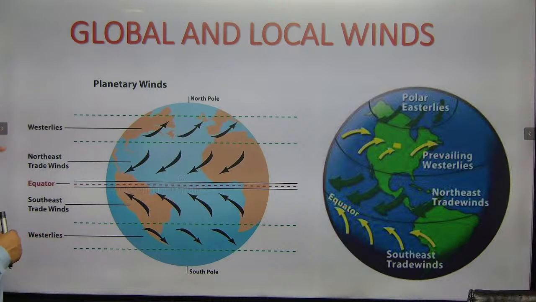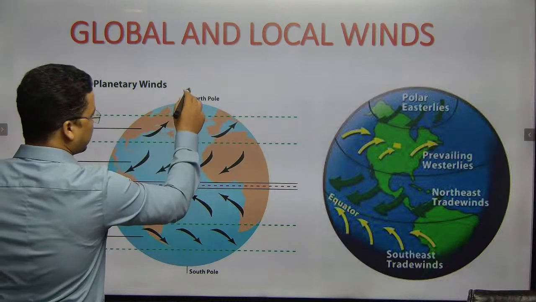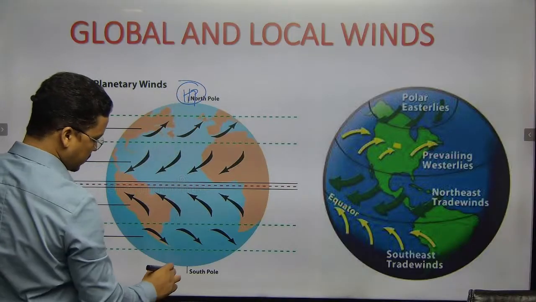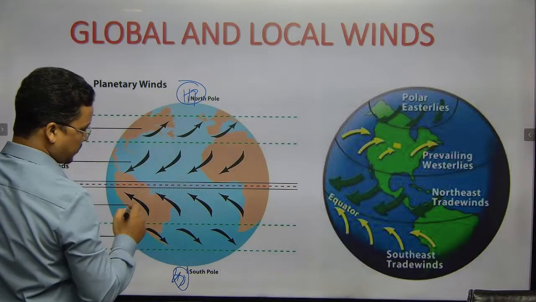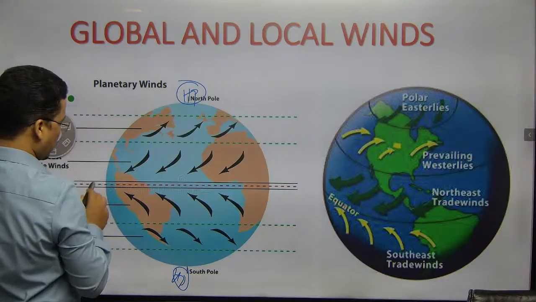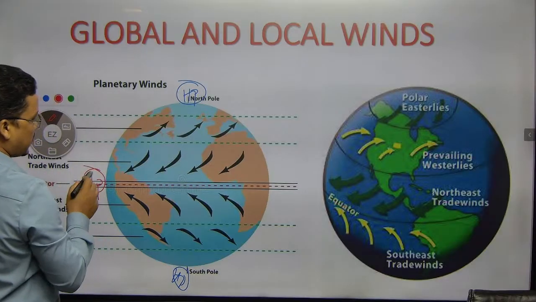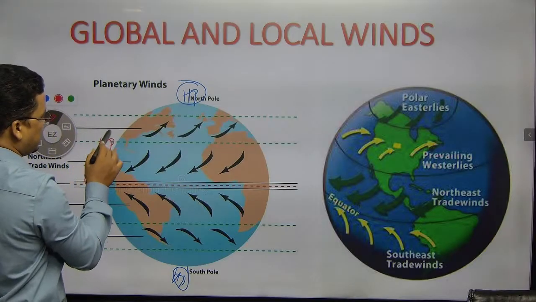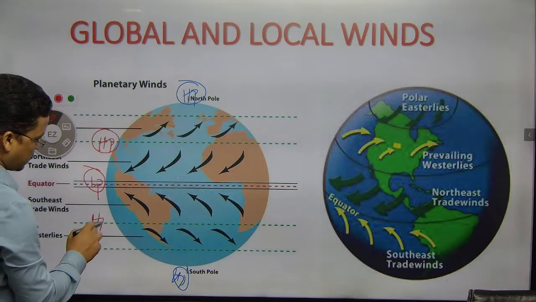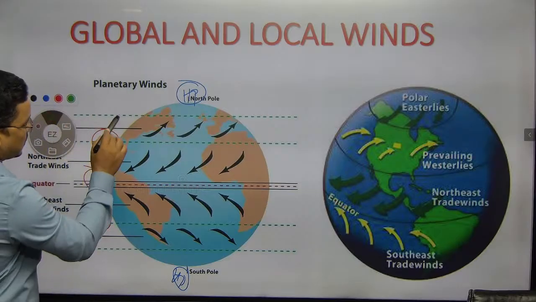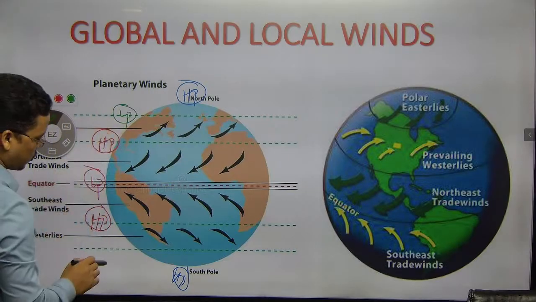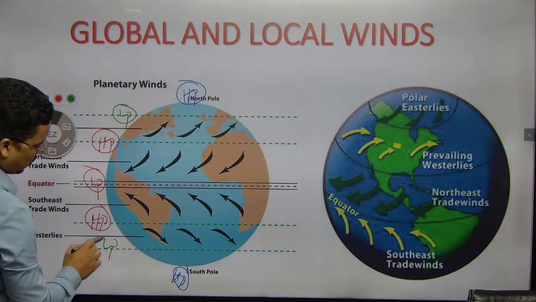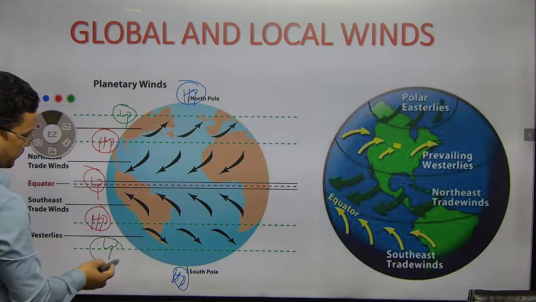But one thing you have to remember here is that, as I write, here is high pressure because of low temperature, here is high pressure because of low temperature, here is low pressure because you have high temperature. This one is high pressure, this one is low pressure, subpolar low pressure, this one is low pressure, subpolar low pressure, right?